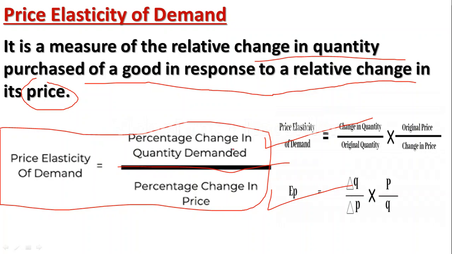This we can also write as Ep is equal to delta Q divided by delta P multiplied by P divided by Q. It means price elasticity of demand is equal to change in quantity divided by change in price, multiplied by original price divided by original quantity. So we will use this formula to calculate price elasticity of demand.